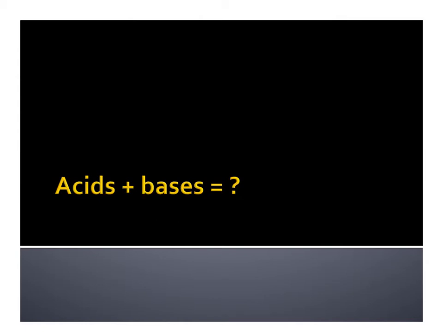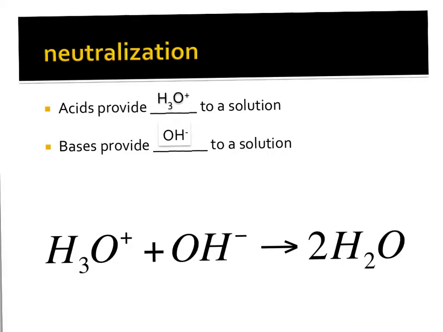All right, this lecture looks at what happens when we take acids and bases and react them together. This reaction is called neutralization, because we're taking those reactive H plus ions, or H3O plus, and reacting them with the very reactive OH minus. They like to come together and form water, so we're kind of neutralizing the acids and the bases. In neutralization, the acids provide the H3O plus and the bases provide an OH minus.